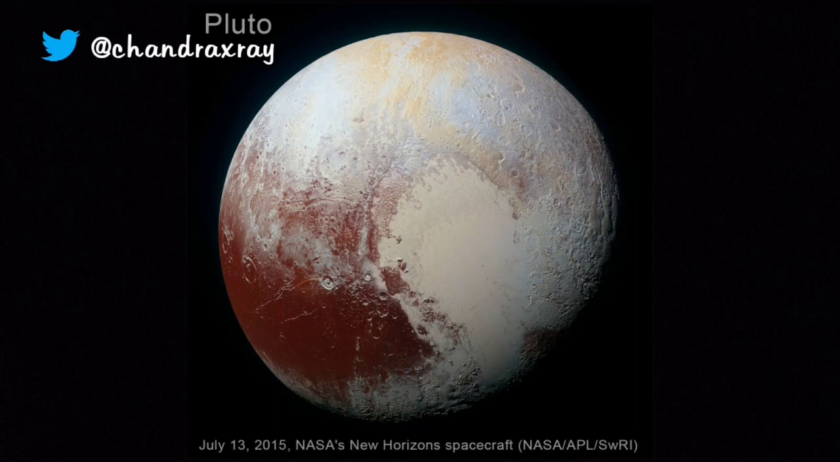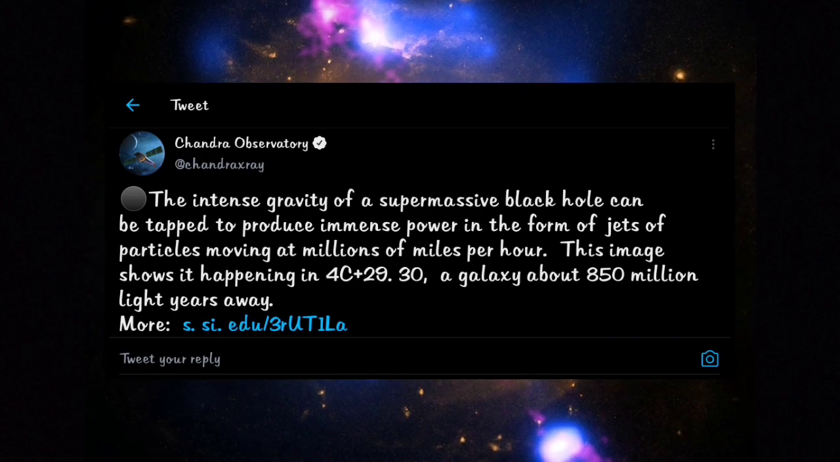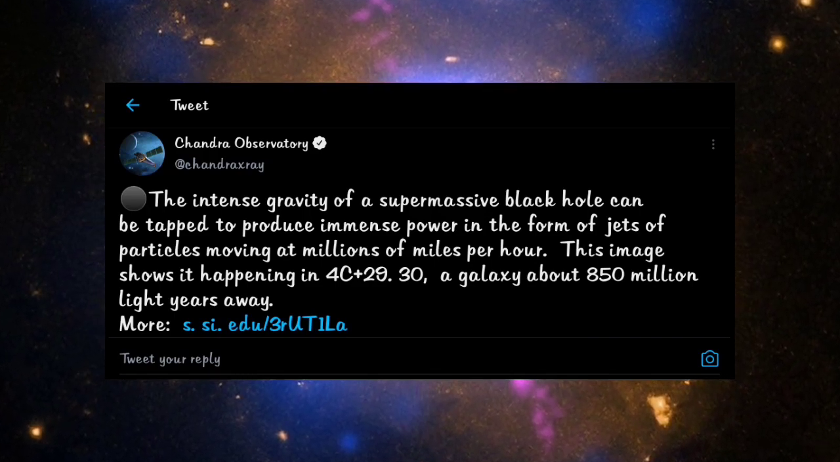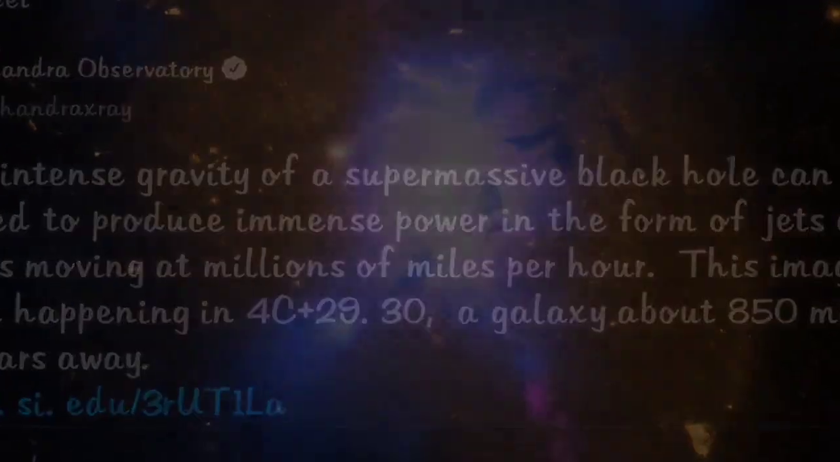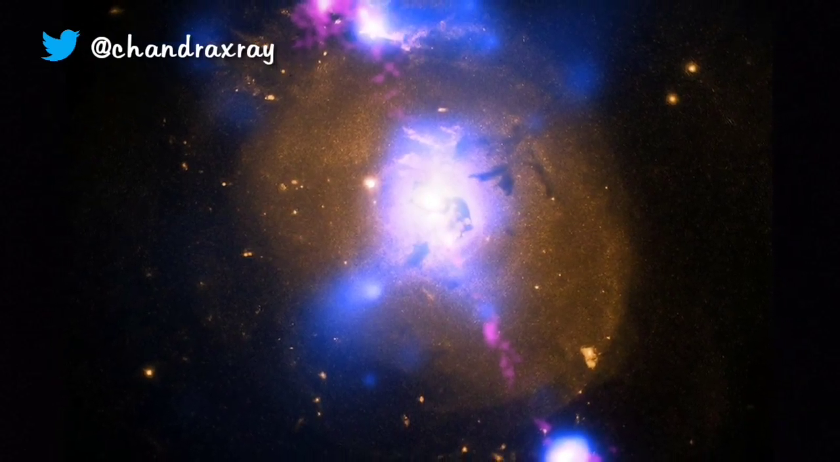Sorry, Pluto. The intense gravity of a supermassive black hole can be tapped to produce immense power in the form of jets of particles moving at millions of miles per hour. This image shows it happening in 4C+29.30, a galaxy about 850 million light-years away.